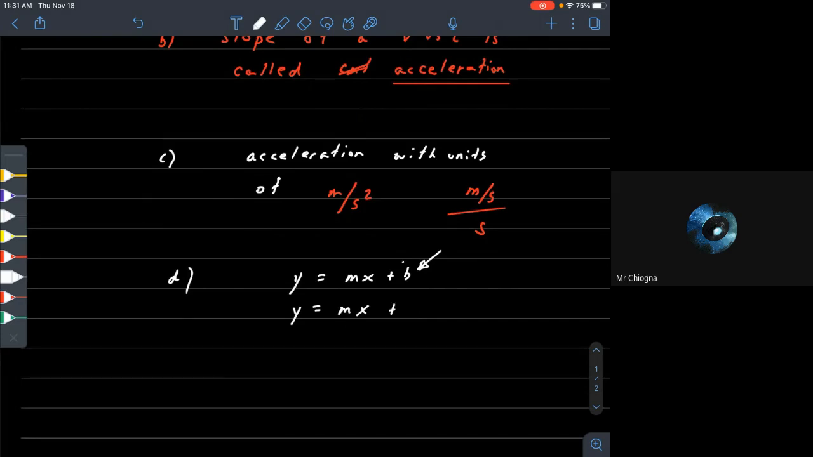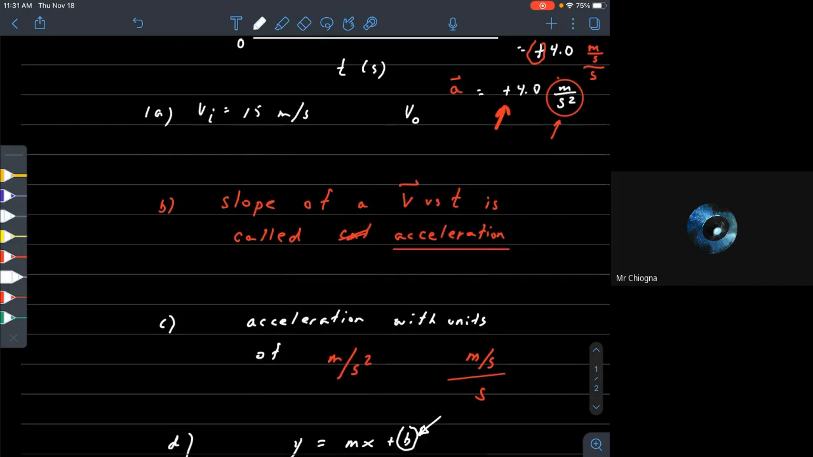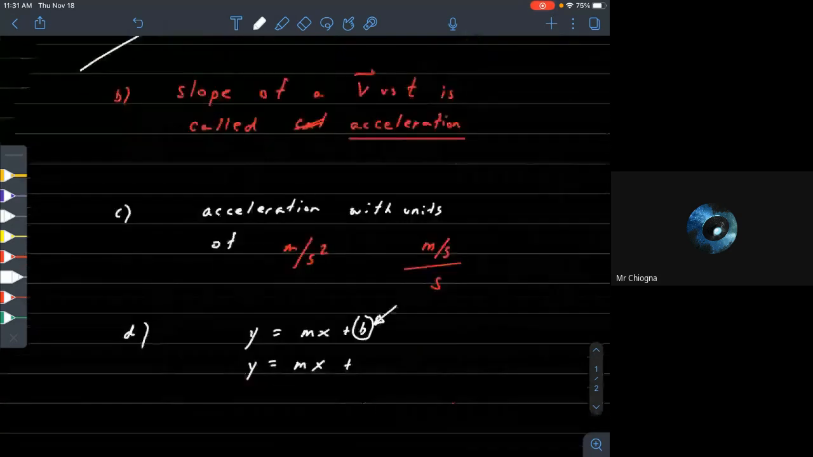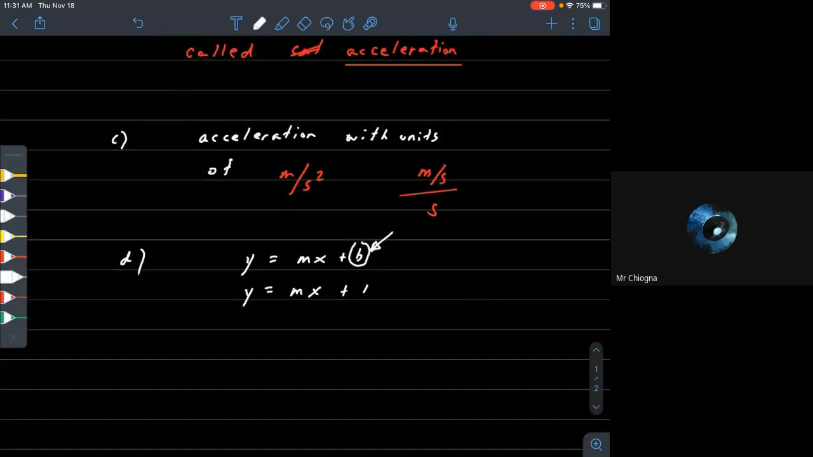We already did this in part A. That was here. That's your initial speed. It's where the line intercepts the y-axis right here, 15. Let's include units. The unit of the y-intercept is the unit on the y-axis, which is meters per second.